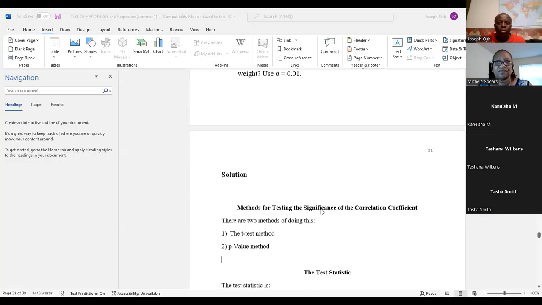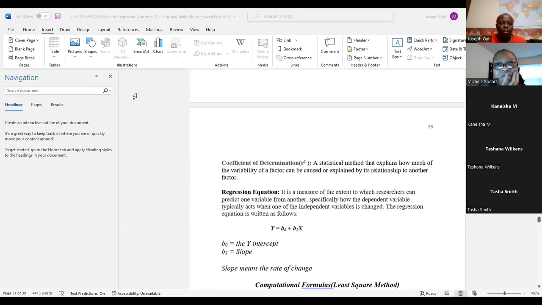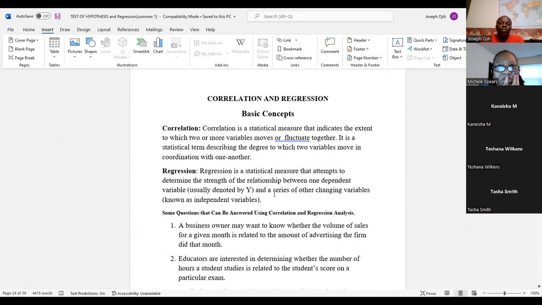So tonight we'll be working on correlation and regression. Most of the work we'll be doing in Excel, so it won't take us long. Correlation simply means a way of finding out the extent to which two or more variables move together or are related, so we use correlation to find that. And then regression, we use regression to determine the strength of that relationship between one variable and the other variable.